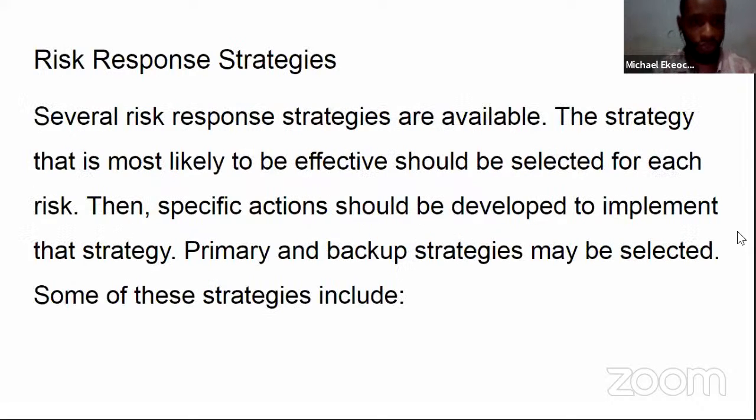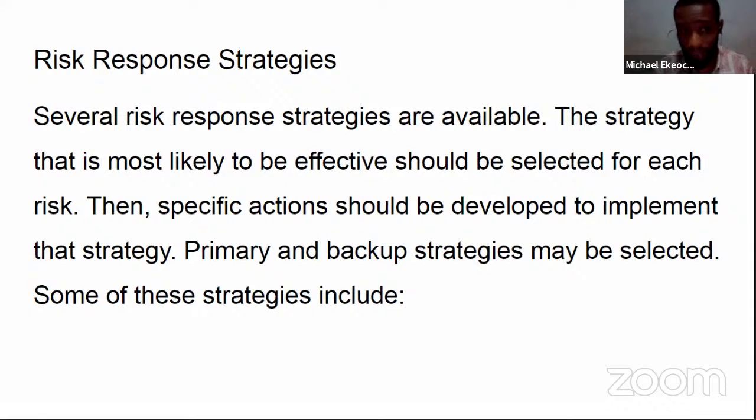So let's go to risk response strategies. There are a number of strategies that you can employ, depending on the type of risk you're trying to manage. The strategy that is most likely to be effective should be selected for each risk. You don't select a particular strategy that will not work for a particular risk.